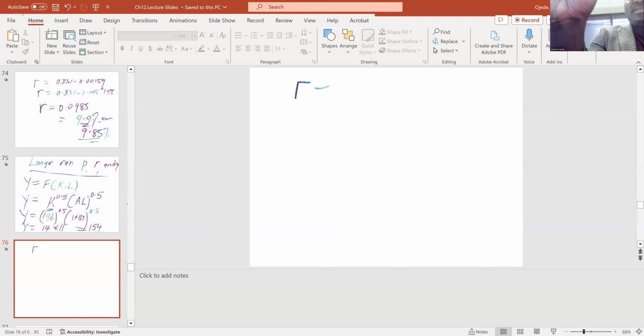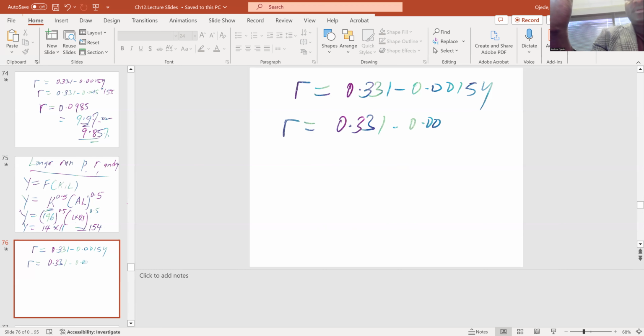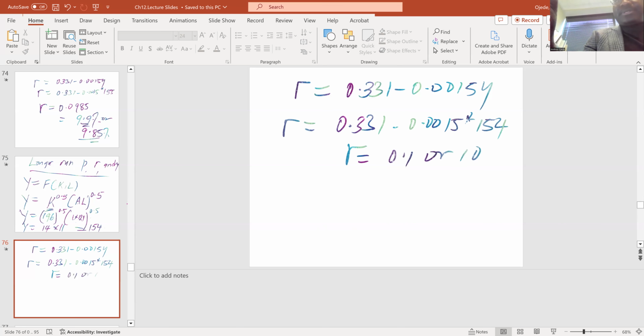So to solve for the long run interest rate, you're going to use the IS equation. The IS equation, we derived this value, 0.331 minus 0.0015Y. So that means the long run interest rate is going to be 0.331 minus 0.0015 times 154, which we just solved for. So that interest rate comes to 154 times 0.0015, then minus 0.331. It's 10%. So the long run interest rate is 0.1 or 10%.